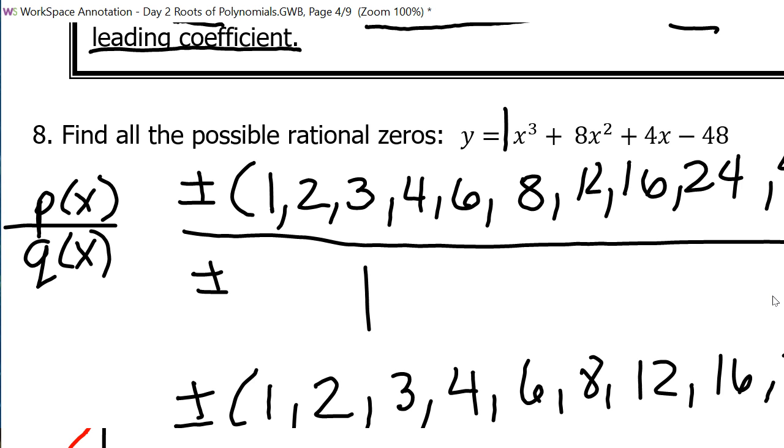So there's all of the possible rational zeros. Now, am I going to have that many x-intercepts? No, these are just the possibilities it could be. I might just have 2 x-intercepts. I might only have 1. Or I might not have any at all.